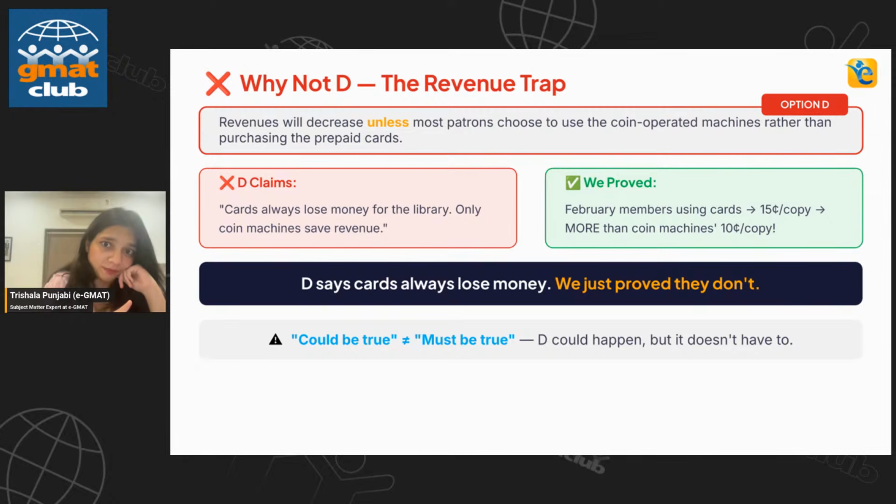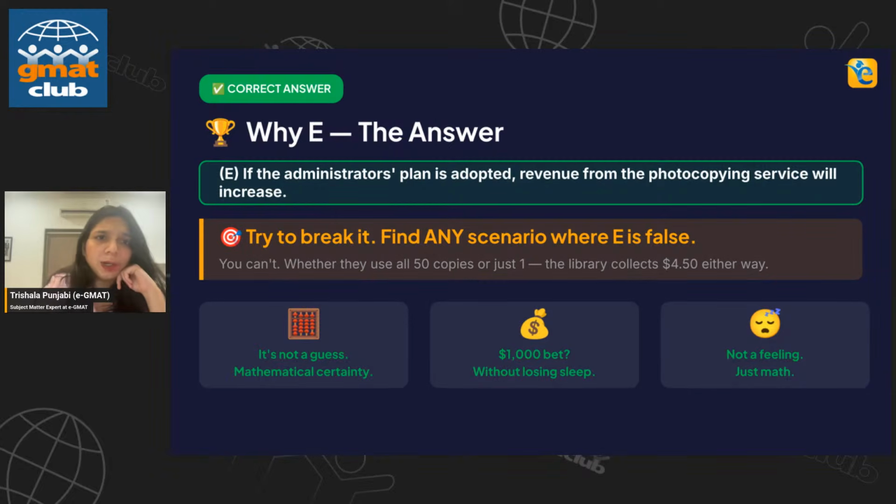D could happen. There are 3 scenarios that could happen. One of those scenarios is D. But could be true is not must be true. Okay. Again, why is E? Because if the administrator's plan is adopted, revenue will increase. In any situation, E is not going to be false. Why? Because it is a mathematical certainty. And that's why you can bet on it without losing sleep. So here you don't need to go into feelings, you don't need to go into guessing. You can just use pure math and you can get the actual answer.